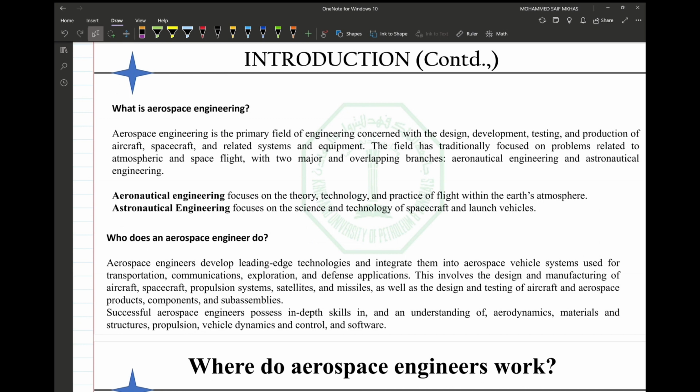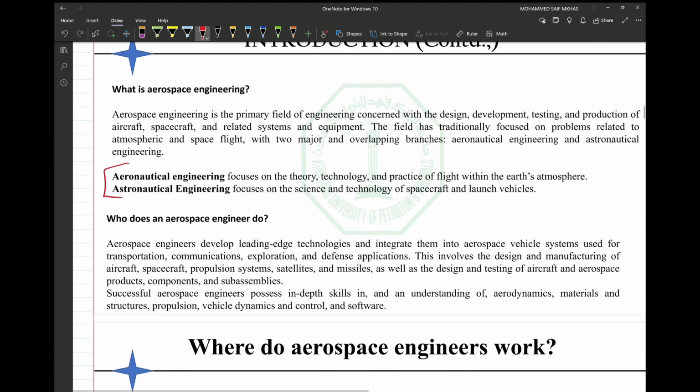So starting off, what is aerospace engineering? In general, in aerospace engineering, you work with anything that flies, maybe through air or through space itself. Anything that has flight motion, aerospace engineers can work with. Aerospace engineering has two main branches: aeronautical engineering and astronautical engineering. Basically, aeronautical engineering works with anything that flies within the atmosphere, and astronautical engineering works with anything that flies outside the atmosphere.